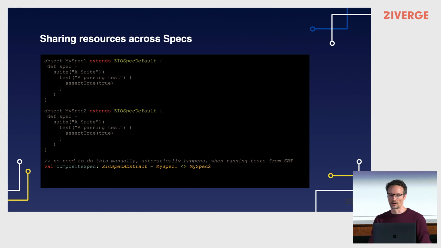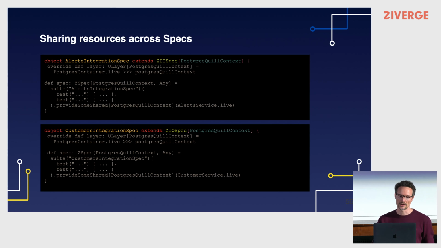We have new base classes for tests. The simpler one is ZIOSpecDefault. Here's an example of how to use them. It's the same way. You just extend another class, and it makes it possible. At the bottom line, you can see this angle bracket operator to compose them. But that's not very interesting, right? It's just a default test without any dependencies, or all the dependencies are actually provided within the test. So it's not very exciting.